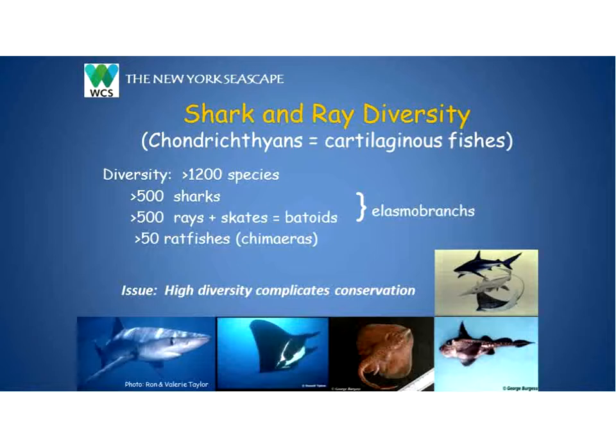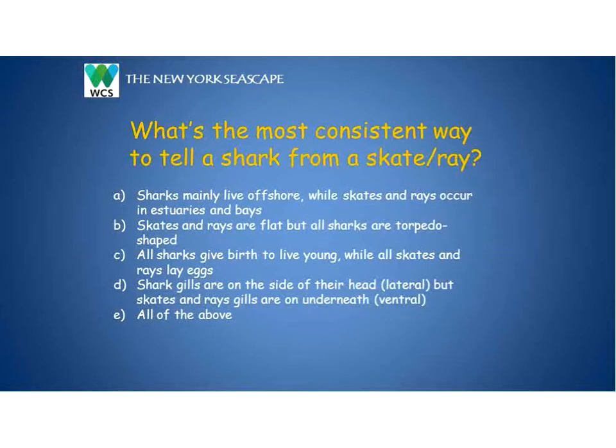You can see there's very high species diversity amongst these animals, and in part that makes it difficult to help conserve them, because the animals are very different in their life history, their distribution, their biology, and we'll talk a little bit about that. But it's just important to know that they're not just one kind of shark or ray out there.